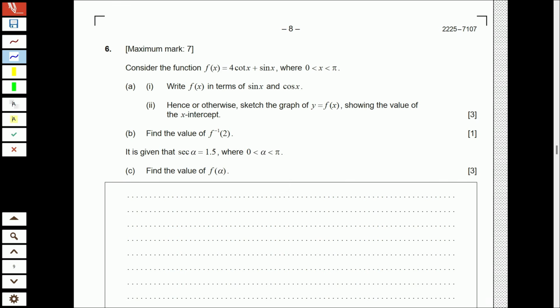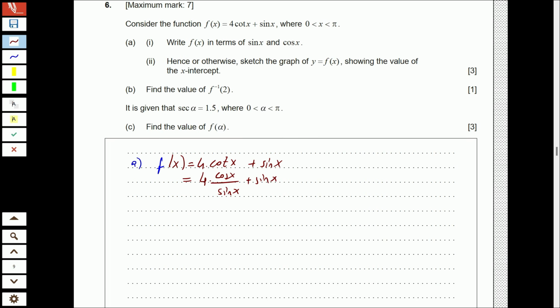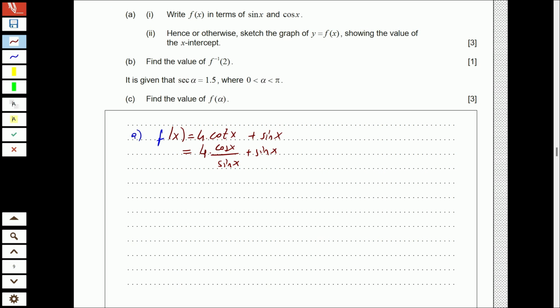Question 6. Consider the function f of x equals 4 times cotangent x plus sine x, where x is between 0 and pi. Write f of x in terms of sine and cosine. I know that f of x equals 4 times cotangent x plus sine x, and you can replace cotangent x with cosine x over sine x plus sine x. Yeah, you have already written the function in terms of sine and cosine.